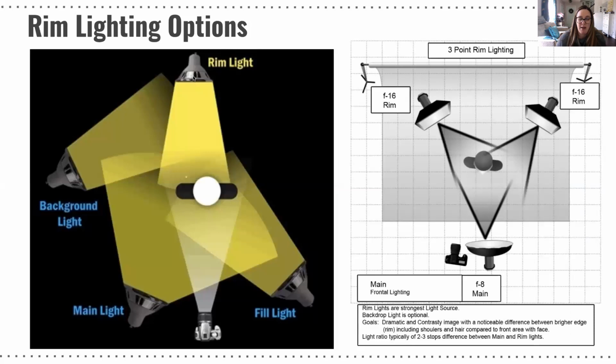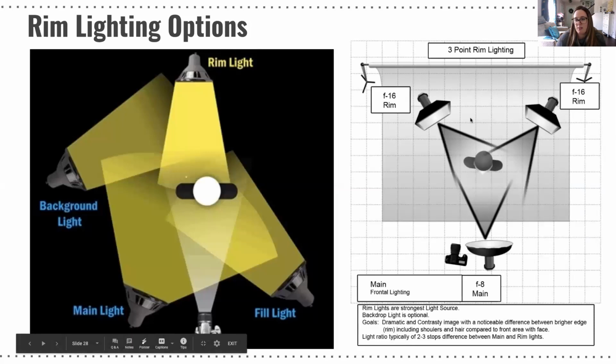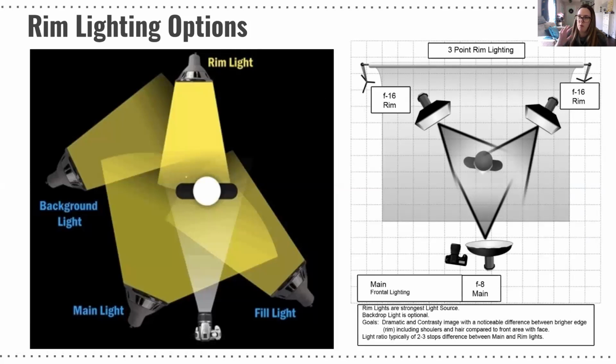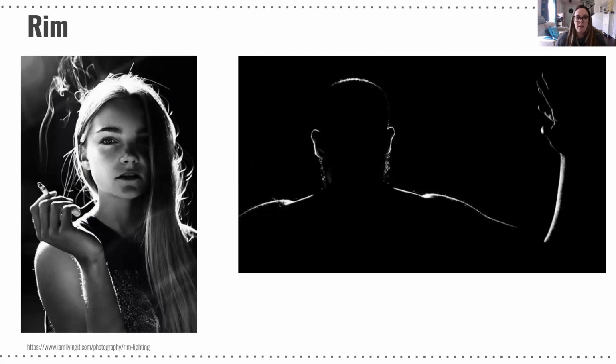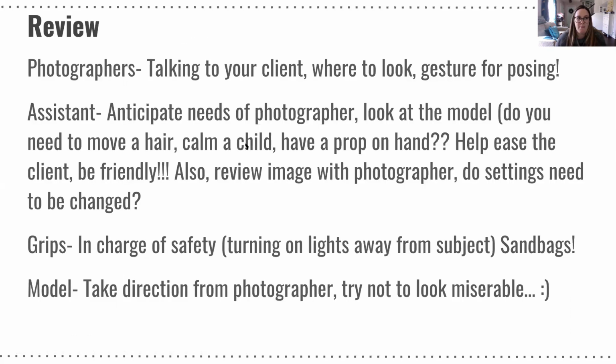And so you can have it behind and you can have more than one, again, to try to fill in those areas to get more than one kind of outline around the person. More examples of rim light.